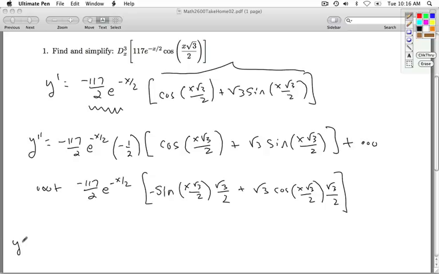And so now what we try to do is make sense of this and simplify it. So what can we factor out of both? Well, certainly the negative 11(7) over 2, e to the minus x over 2 can come out. And now I have to play around with what's going to be left over. I'm going to have a negative 1/2 cosine x radical 3 over 2. What am I going to get over here? I'm going to get a 3/2 cosine. So negative 1/2 cosine plus 3/2 cosine gives me 1 cosine.